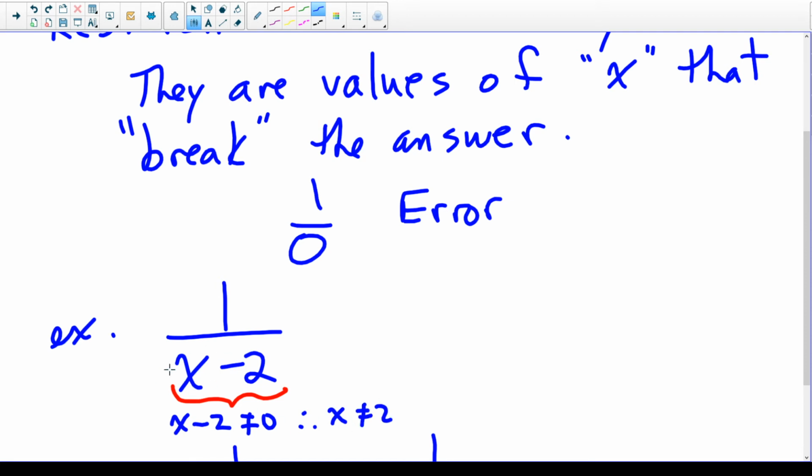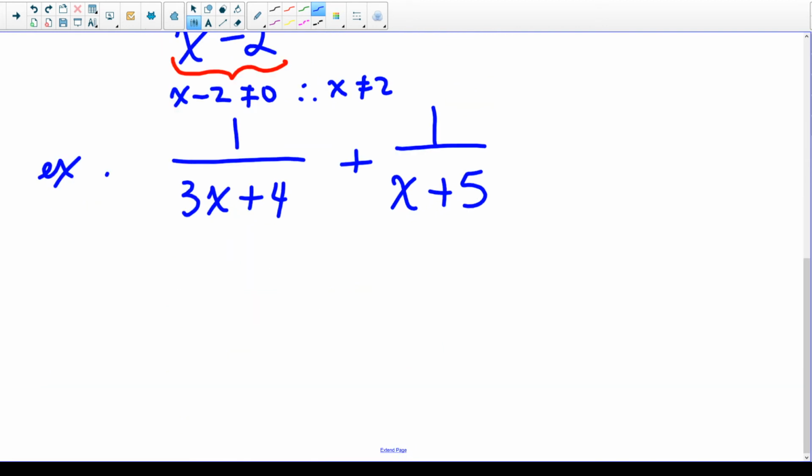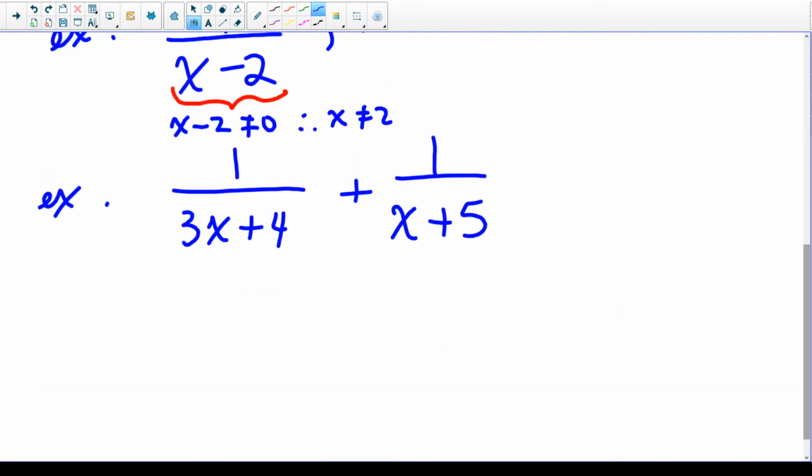I'm sure everybody can see that if I put a 2 in for x, 2 minus 2 would give me 0. And the way you write the restriction is x can't be equal to 2, right next to the expression with a comma separating them. That's the format. And it's really as easy as that. Now, what about this one? What would be my two restrictions?